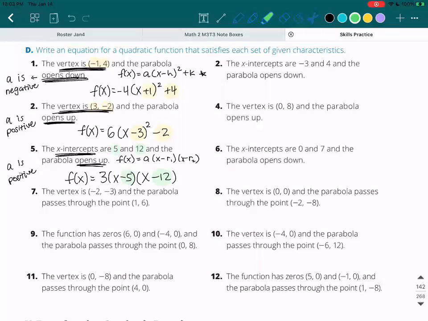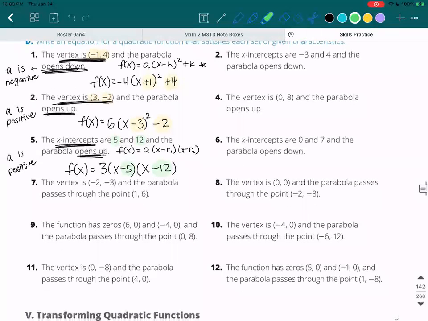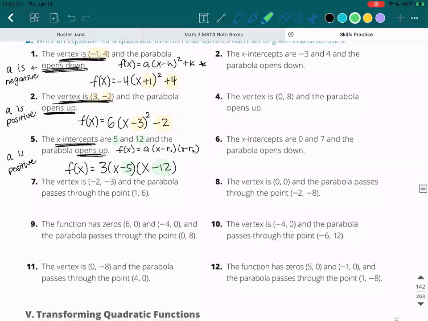So let's continue for 7, 9, and 11. These 3 problems are the ones that correspond to box number 16 in our notes. So we're going to maybe refer to that later on in just a little bit. Actually, let's refer to it right now, after reading the problem. The vertex is (-2, -3), and the parabola passes through the point (1, 6). So we are going to need to solve for the a value. Okay, so the vertex is (-2, -3).